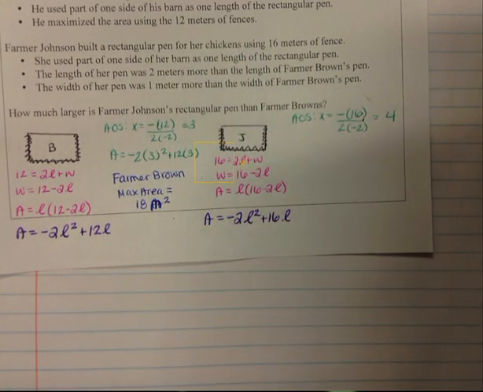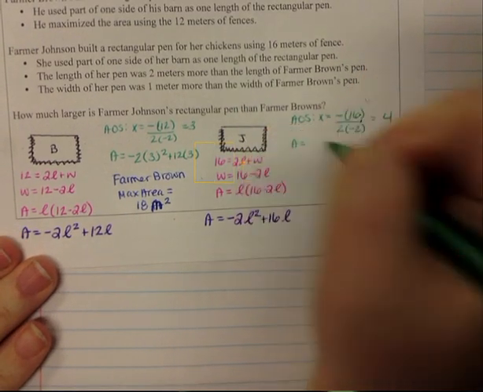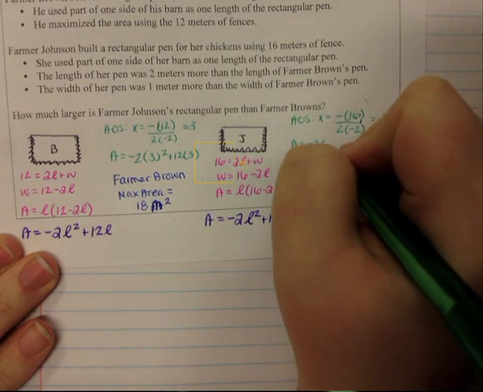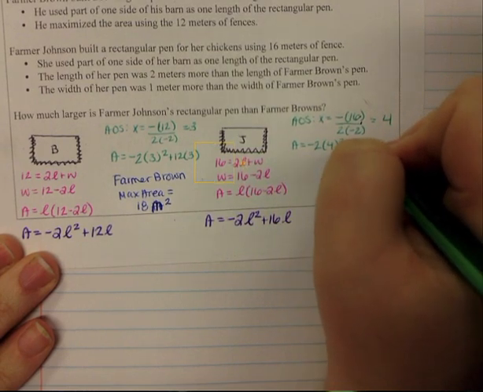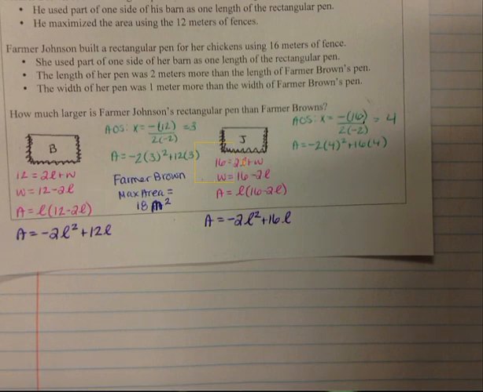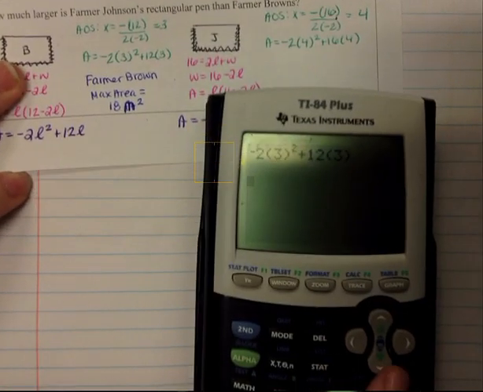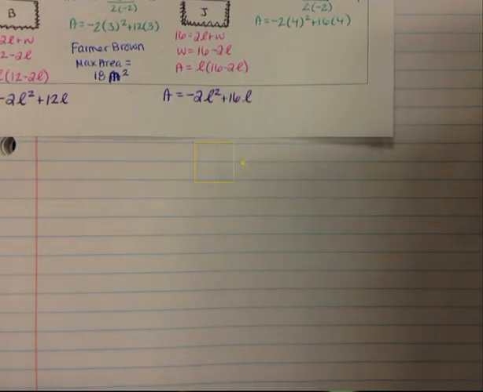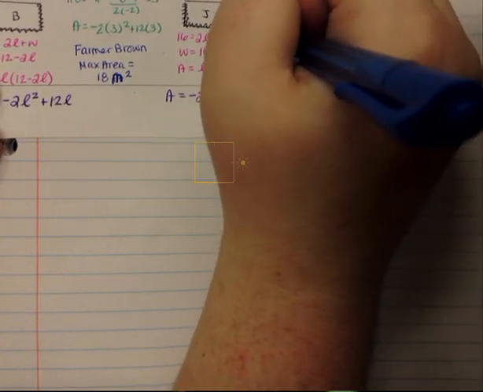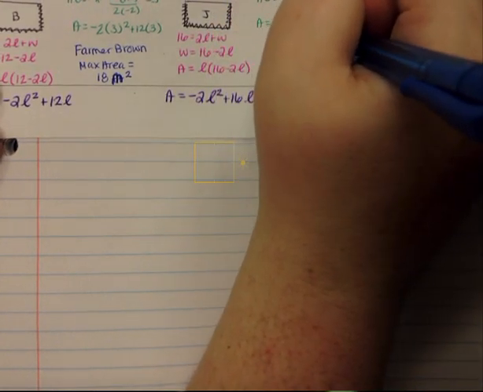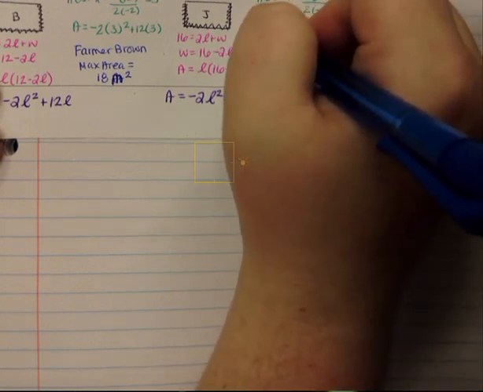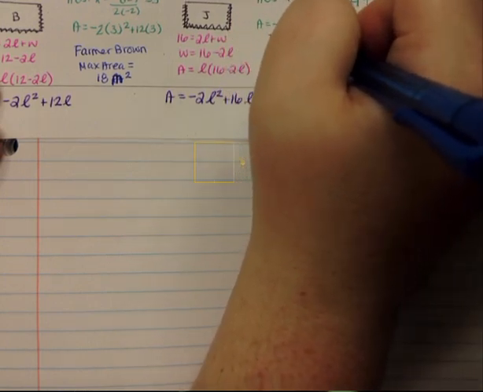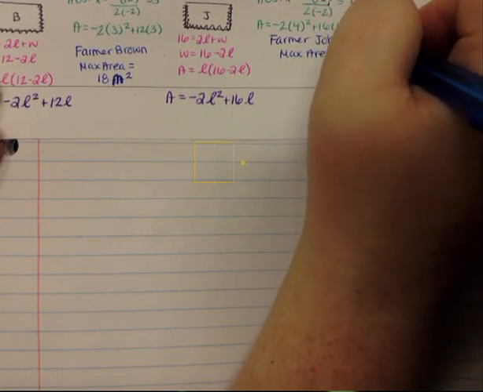So let's go ahead and find the area. The area will be equal to negative 2 times 4 squared plus 16 times 4. So let's check: negative 2 times 4 squared plus 16 times 4 is equal to 32. So Farmer Johnson's max area was equal to 32 meters squared.